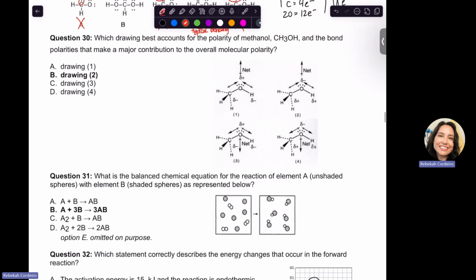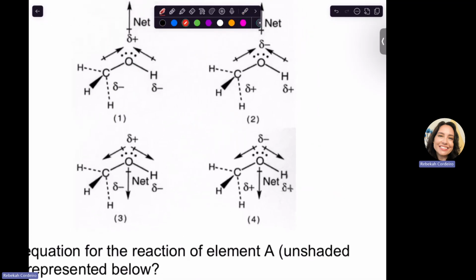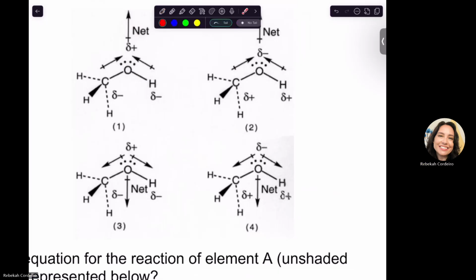Which drawing shows the polarity of methanol? First we need to think about the polarity of the bonds. So we have dipoles on O and H. It's a polar bond. So which will pull electrons more? Oxygen. So we can get rid of this one and this one because the hydrogen is not going to be pulling down on the oxygen. It's going to be the oxygen pulling electrons up.